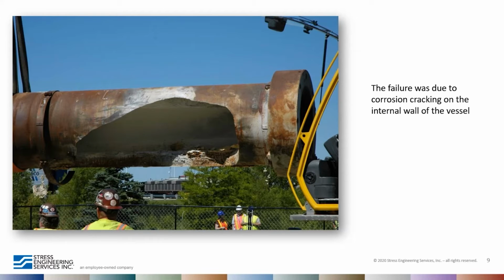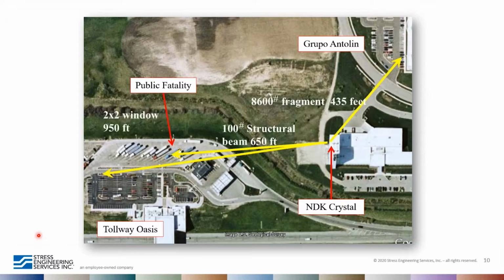You can see that the vessel is relatively thick-walled, and so it was a brittle failure. And chunks of the vessel were flying relatively large distances. One piece flew about 650 feet to a nearby gas station where there was a public fatality, unfortunately. Another piece skipped across a parking lot and hit an auto company where there were about 70 workers present and one person was injured.